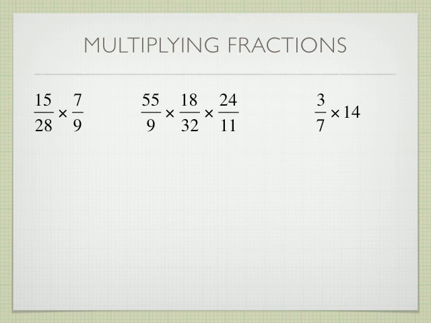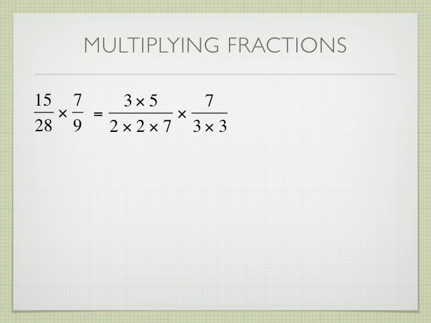So here are some problems that are a little bit more involved. Let's look at this first one first. So my rule tells me to just multiply straight across, 15 times 7 on the top, 28 times 9 on the bottom, and I absolutely can do that. It's absolutely going to work, but I'm going to have really big numbers if I do that right away.